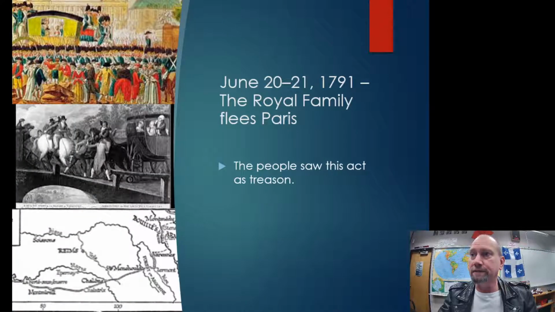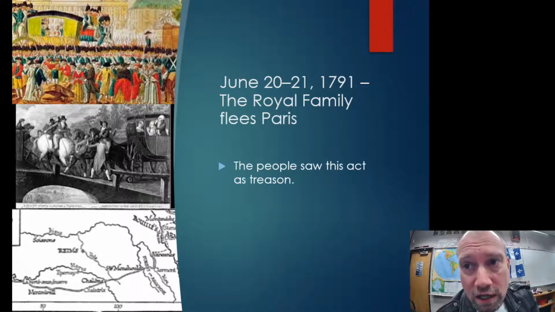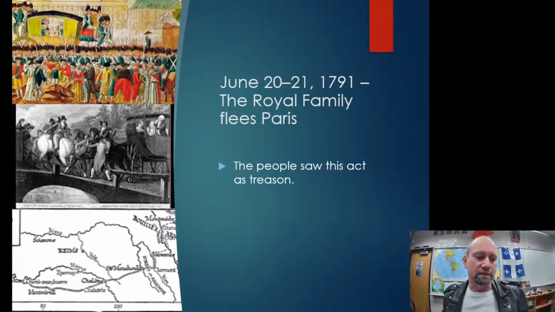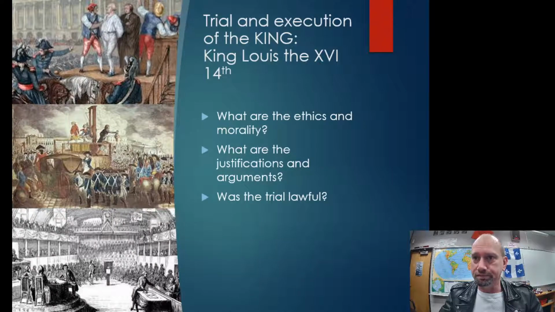We're moving forward. Okay, June 20th to 21st, 1791, the royal family flees from Paris, trying to get to the border. And some textbooks you'll see, or videos you'll see, they're trying to get to Austria. What that means is Austrian territory, not Austria proper, but a northern part, which you might think of as sort of Belgium or Netherlands. Okay, people saw this as an act of treason.